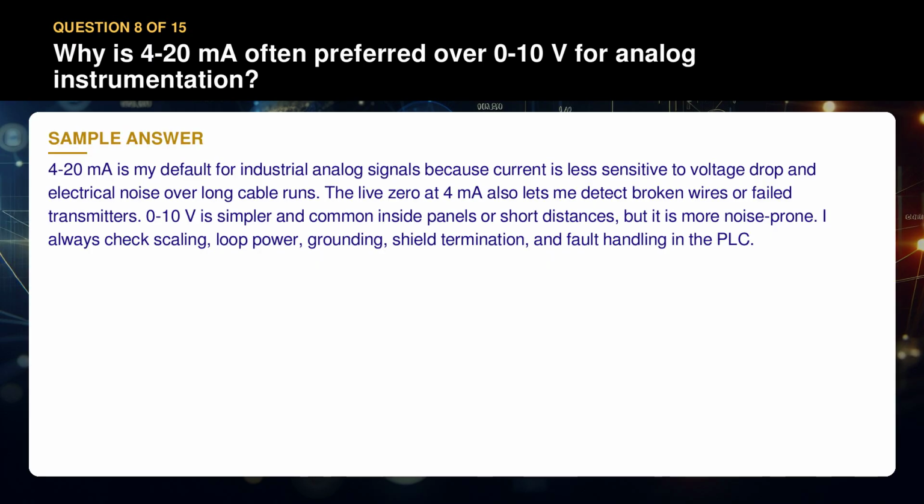4 to 20 mA is my default for industrial analog signals because current is less sensitive to voltage drop and electrical noise over long cable runs.